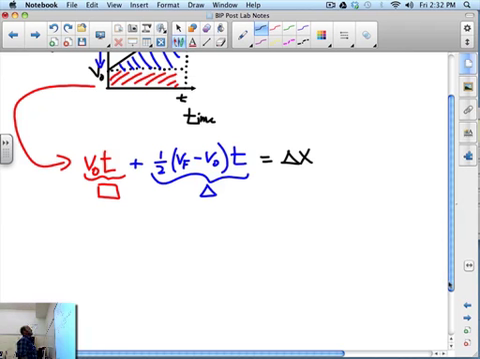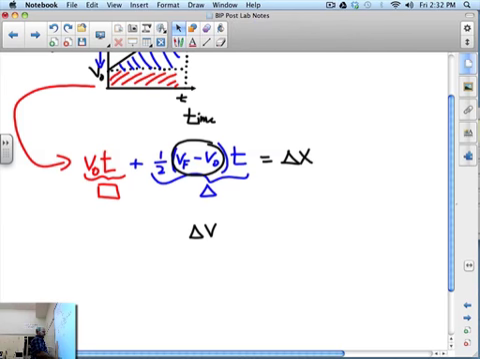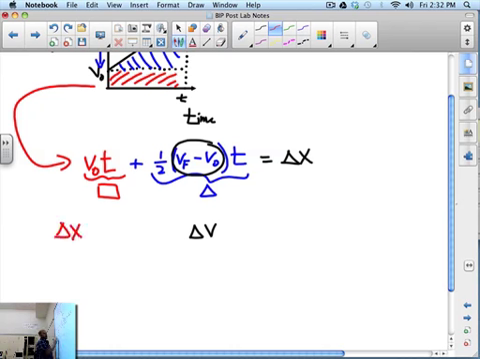So what do I do next? Let's make it look nicer. This part here is a change in what? Change in velocity. Now I'll just rewrite everything, okay? So I have delta x. I'm going to write delta x on this side now. V naught t plus 1/2 delta v times t, right?